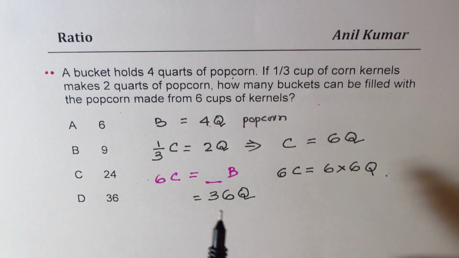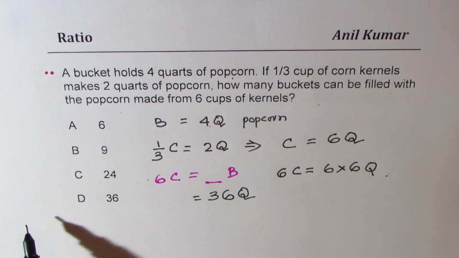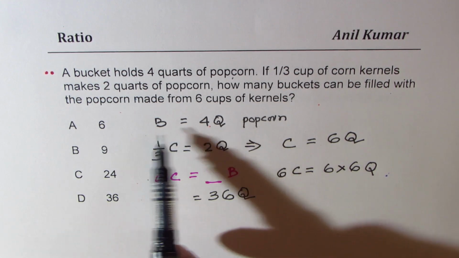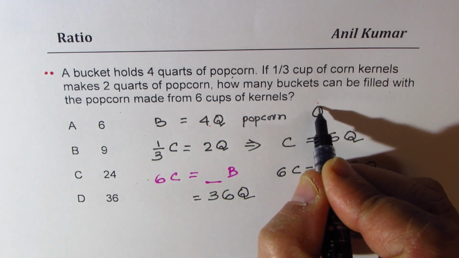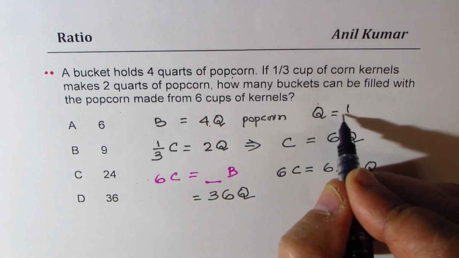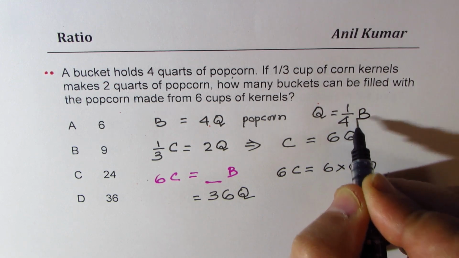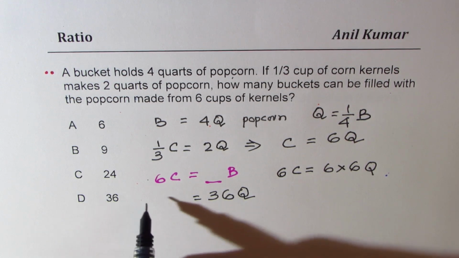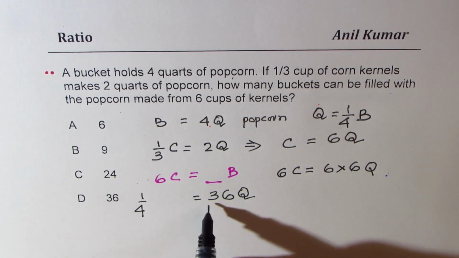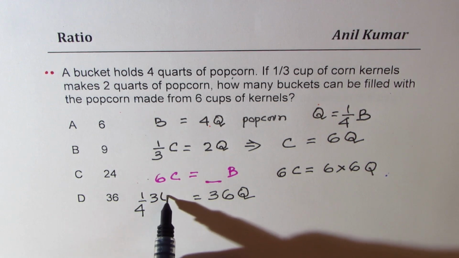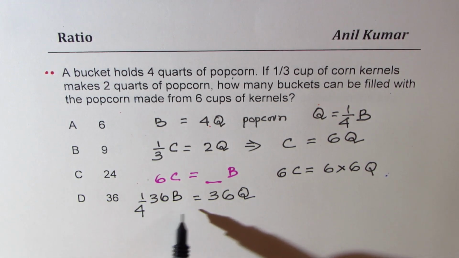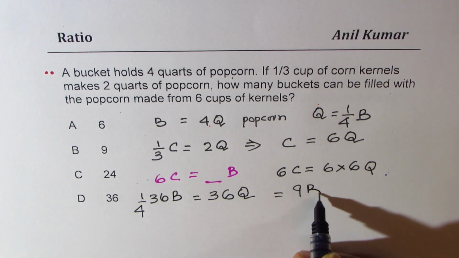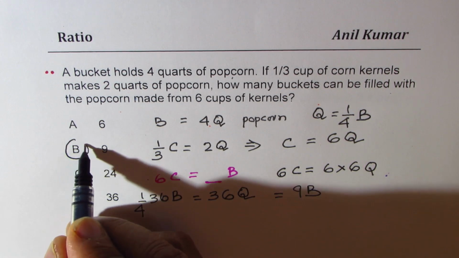Right? Now, 4 quarts is 1 bucket. So what is the relation with the bucket and quarts? 1/4, right? So each quart is equal to 1/4 of a bucket. So that means we have to do this as 1/4 of 36. So many buckets. Do you see that? So that gives you 36 divided by 4 as 9 buckets. So option B is the right option.